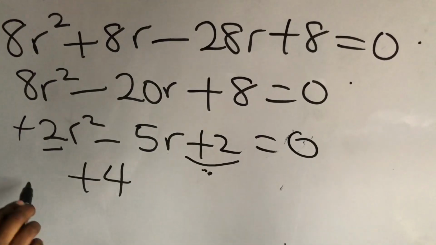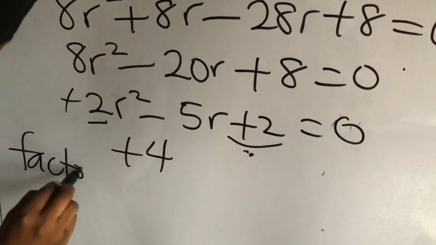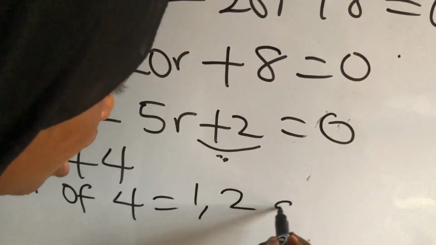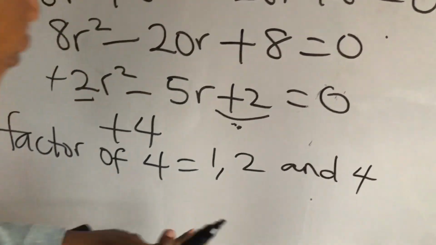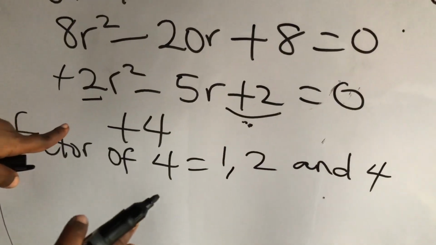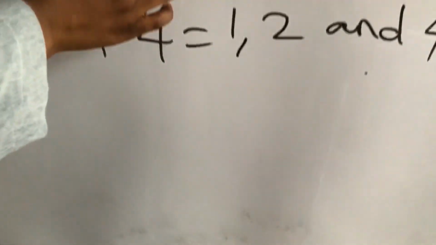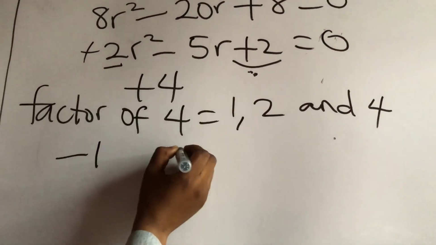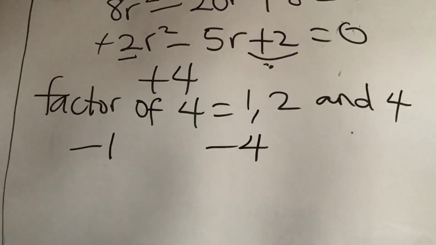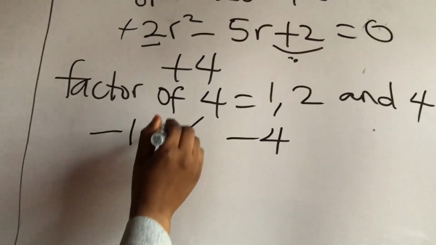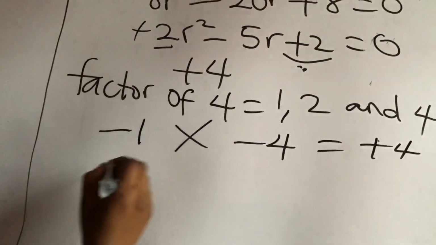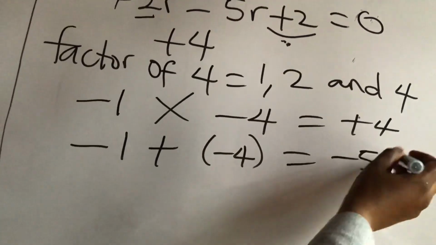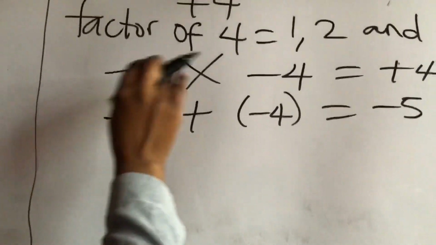So factors of 4 are, you don't need to write these ones because I'm teaching you. Factors of 4 are 1, 2, and 4. So 2 factors of 4, if you multiply them together, it's going to give you 4, and if you add them, -5. So that will be 1 and 4. Is this going to be positive, or -1 and -4? Let's check. -1 multiplied by -4 gives +4. Then if you add them together, it's equal to -5. So that means we are dealing with -1 and -4.